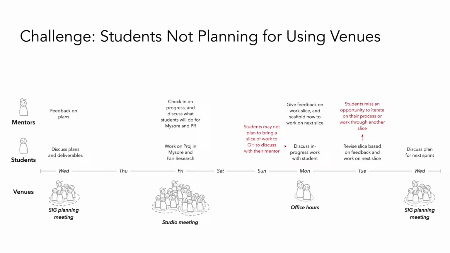One breakdown that we found through some early need finding was that students often don't bring in a slice of work to discuss with their mentors at office hours, either because they don't plan for it, or they forget to send it, and then they can't get feedback on that slice during office hours. And because of that, later on, students can miss an opportunity to iterate on their process or how they think about their work, that they could have done before their deliverables were finished that week instead of waiting until the next sprint.